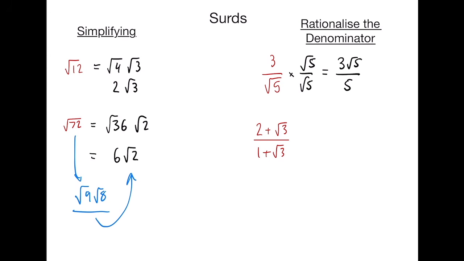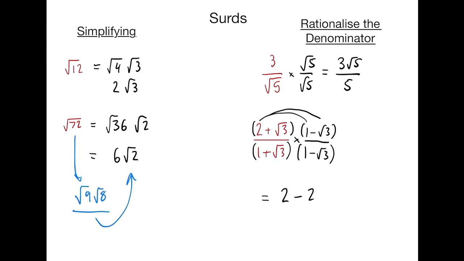Now, for this bottom example here, we want to multiply by something called the conjugate of the bottom surd. In this case, we're going to have 1 minus root 3. Now, imagine this as like double brackets, and we just want to expand those double brackets. So on top, we're going to have 2, and then 2 times minus root 3 is minus 2 root 3. And root 3 times positive 1 is going to be plus root 3. And then finally minus 3, because root 3 times root 3 is 3.